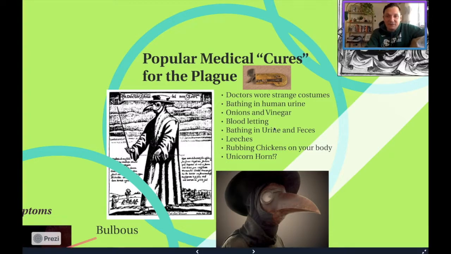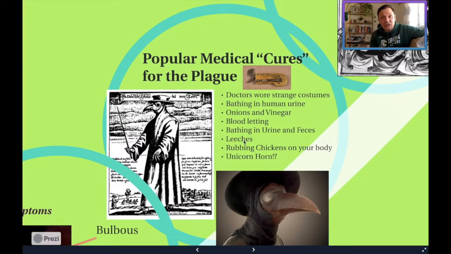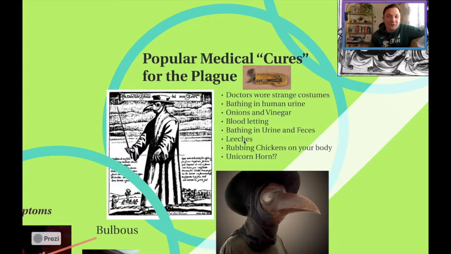Bathing in, oh wait, I have urine on there twice. Gross. Leeches was another very popular medical cure for the plague, but it didn't do anything as well. And if they reuse the same leech, you're just spreading it even worse. And another one that's really funny is rubbing chickens all over your body. That one was a really, really goofy one. They would actually pluck a chicken's butt and then tie it to the bulbous, thinking that that would be the thing that would actually cure the plague.